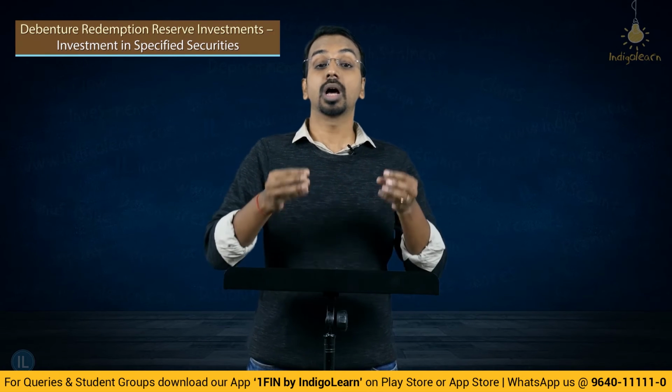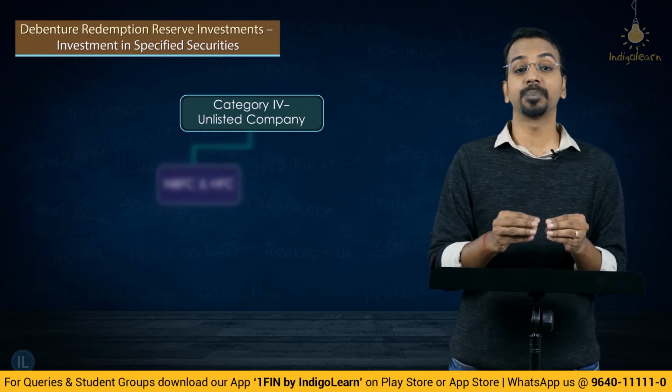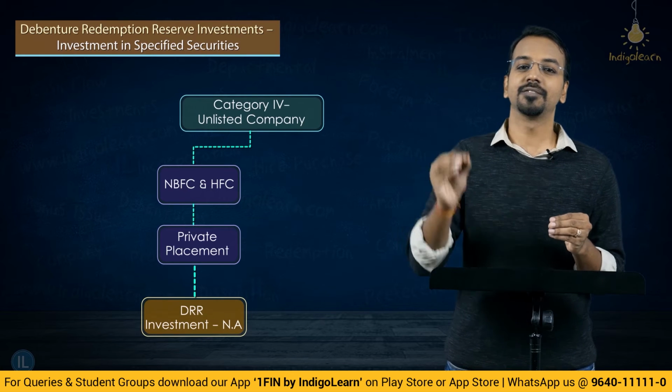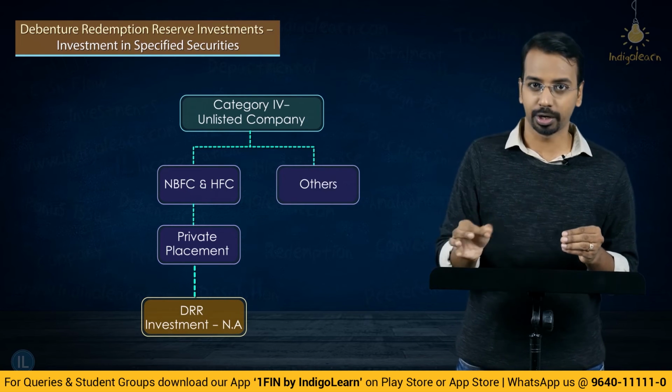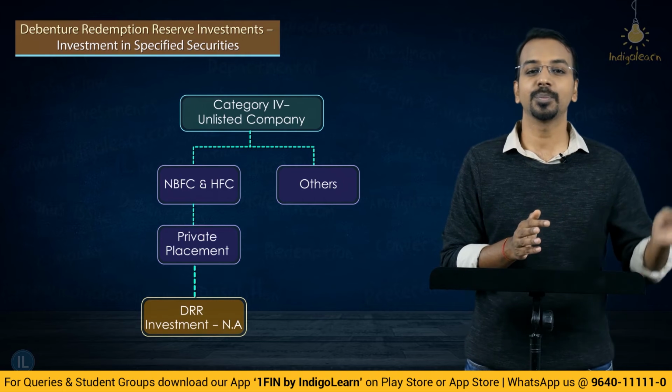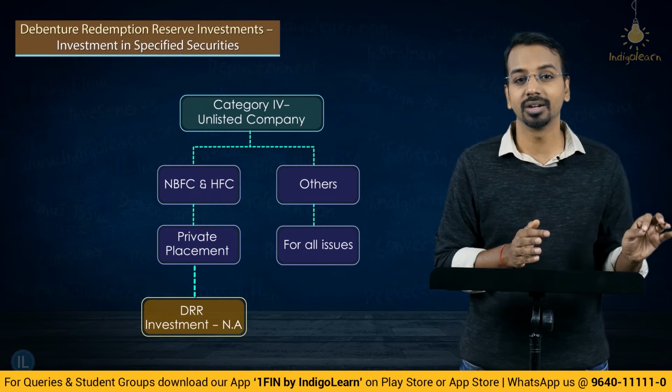And lastly, coming to the unlisted companies, if the unlisted company is an NBFC or a housing finance company making a private placement, in that case 15% investment in specified securities is not required, whereas for other unlisted companies, which become the residuary category, 15% investment in specified securities is required, right? So it may sound as if it's a very complex thing to remember, but once you revise it and once you summarize it, it will become very easy for you to understand. So what I'll do is, now I'll summarize it very quickly as to for what category of companies the DRR is required and for what categories of companies this investment in specified securities is required.